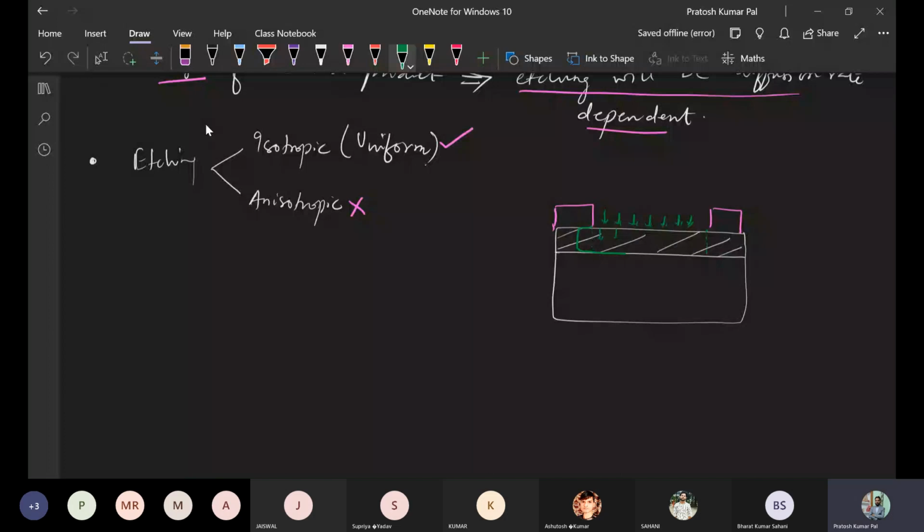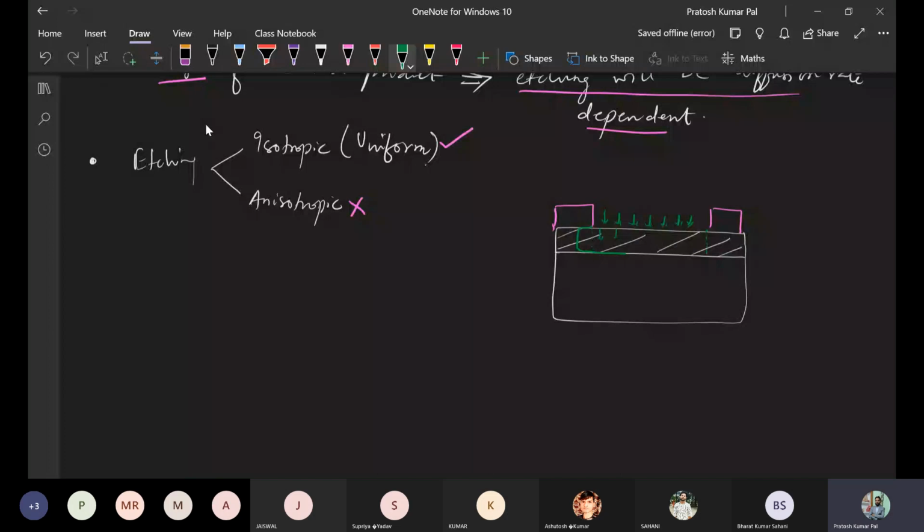So, into the side wall also. Okay, so this is the process called isotropic. Isotropic means this chemical will not understand whether it is a vertical wall or a side wall. Once it finds the SiO2 layer, it will react with the SiO2 layer and remove that part, and etching will be performed. This is isotropic. So this chemical type of etching, or wet type of etching, is isotropic in nature.